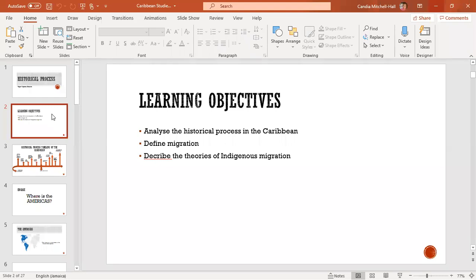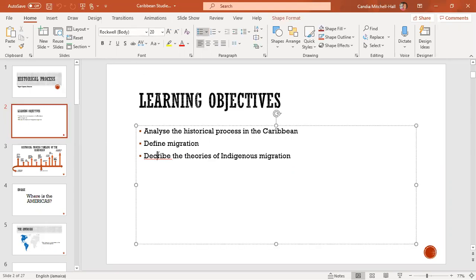All right? Learning objectives. We are looking at the historical process. We need to analyze the historical process in the Caribbean. We need to define migration. We need to describe the theories of indigenous migration. For some of you, this is going to be a recap of grade 10 history, or maybe grade 7 history. But it's part of the historical process and we have to discuss it.